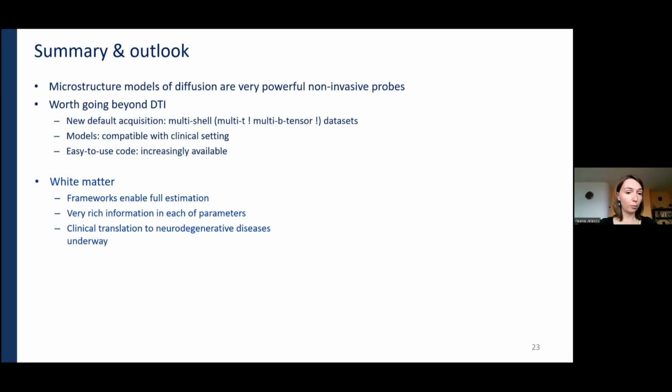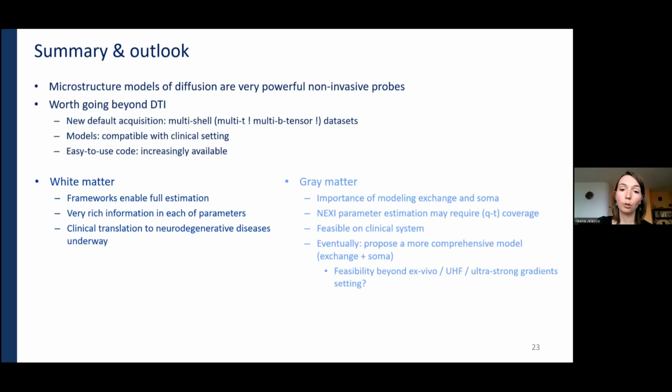For white matter, there are frameworks that enable the full estimation and you can really get very rich information from each of the parameters. And the clinical translation to neurodegenerative diseases is underway. For gray matter, it's very important to model exchange in soma. And such a model will actually require QT coverage, but it's nevertheless feasible on a clinical system. And of course, eventually, we all want to propose a more comprehensive model that can account at the same time for exchange in soma and demonstrate its feasibility beyond something very proof of concept, such as ex vivo or ultra high fields and so on.